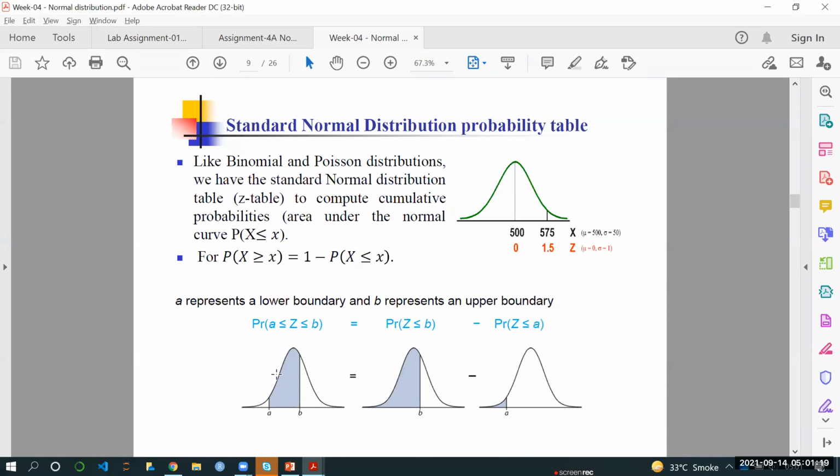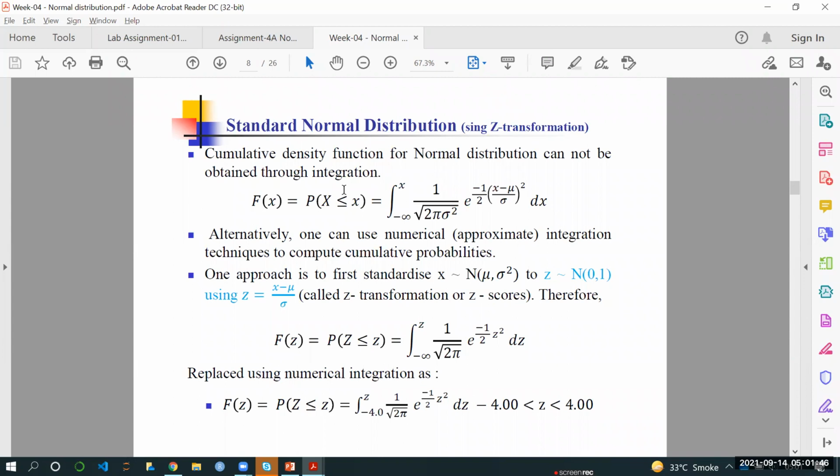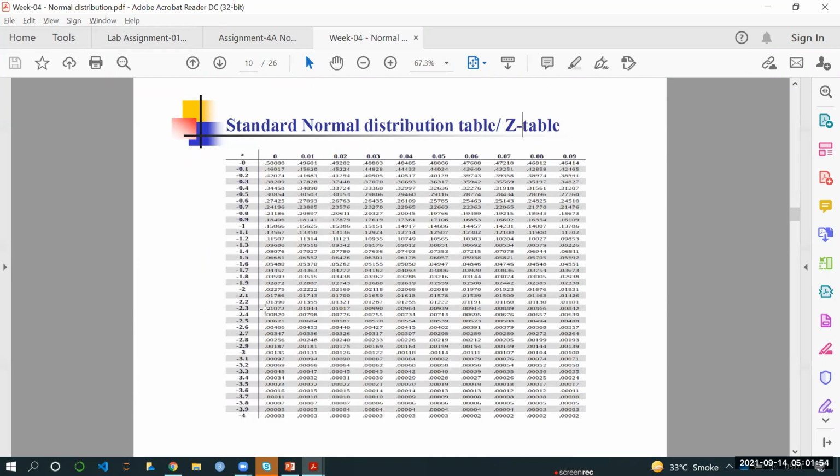So if I want to find the area between A and B, I integrate this function from minus infinity to B, and from minus infinity to A, and take the difference. This is important because it's very simple, and we have the Z table to calculate probability. Even though I have shown you somewhat complex functions, you don't have to do any integration. You just have to know how to use the table, and that's it.